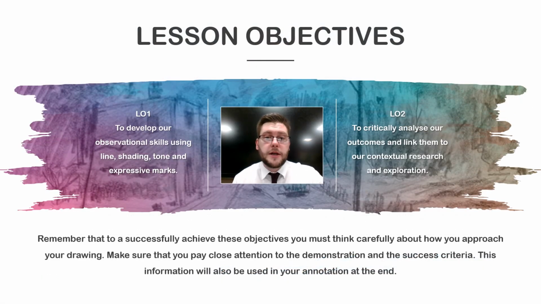There are two lesson objectives for today. Firstly, to develop our observational skills using line, shading, tone and expressive marks. And secondly, to critically analyse our outcomes and link them to our contextual research and exploration. That's a key part of your GCSE success criteria, and that's being able to link your work with the work of others. Remember that to successfully achieve these objectives, you must think carefully about how you approach your drawing. Make sure that you pay close attention to the demonstration and the success criteria. This information will be used in your annotation at the end.